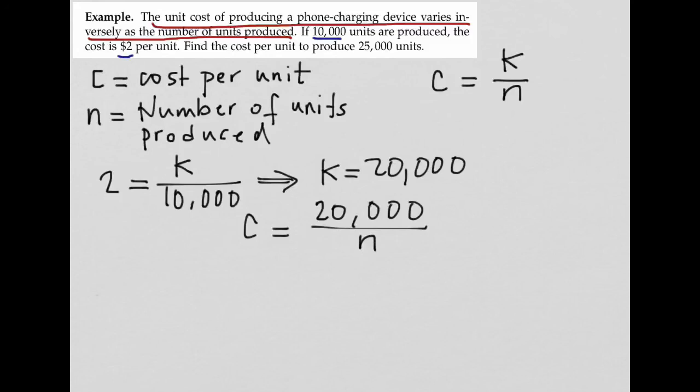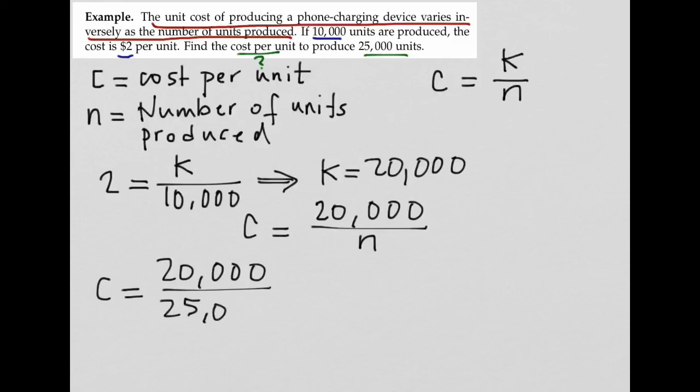We would like to figure out the cost per unit to produce 25,000 units. Well, the cost is 20,000 divided by 25,000, which reduces to 4 over 5, or $0.8. That's, of course, equivalent to 80 cents. That's the cost per unit to produce 25,000 units.